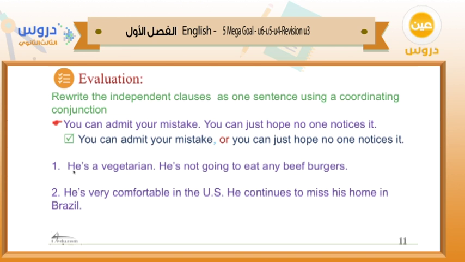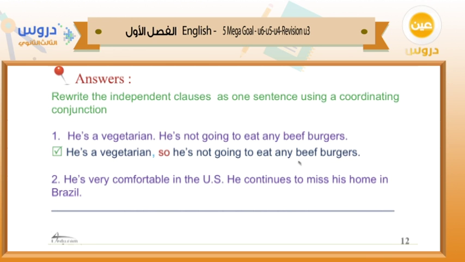Now let's see number 1. He's a vegetarian. He's not going to eat any beef burgers. So what do you think the correct coordinating conjunction will be here? Because here we have a cause and a result, we have to use "so." He's a vegetarian, so he's not going to eat any beef burgers. I use "so" and I add a comma before it.